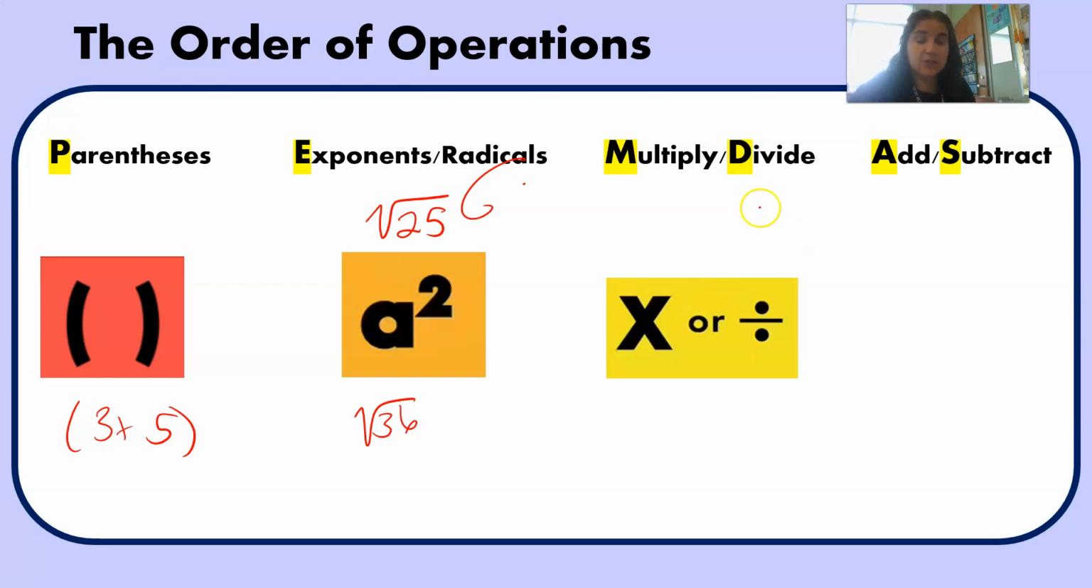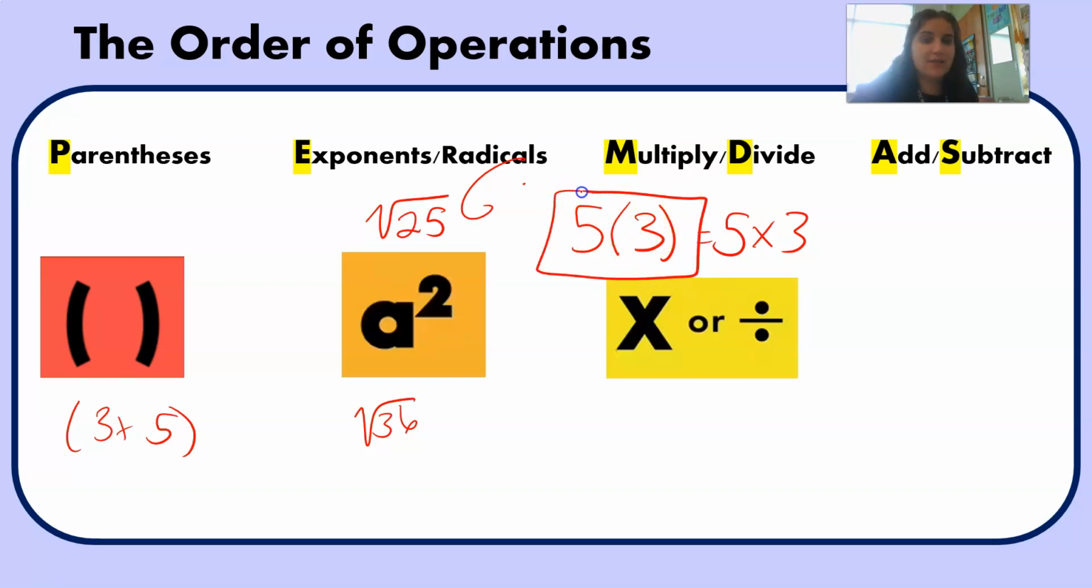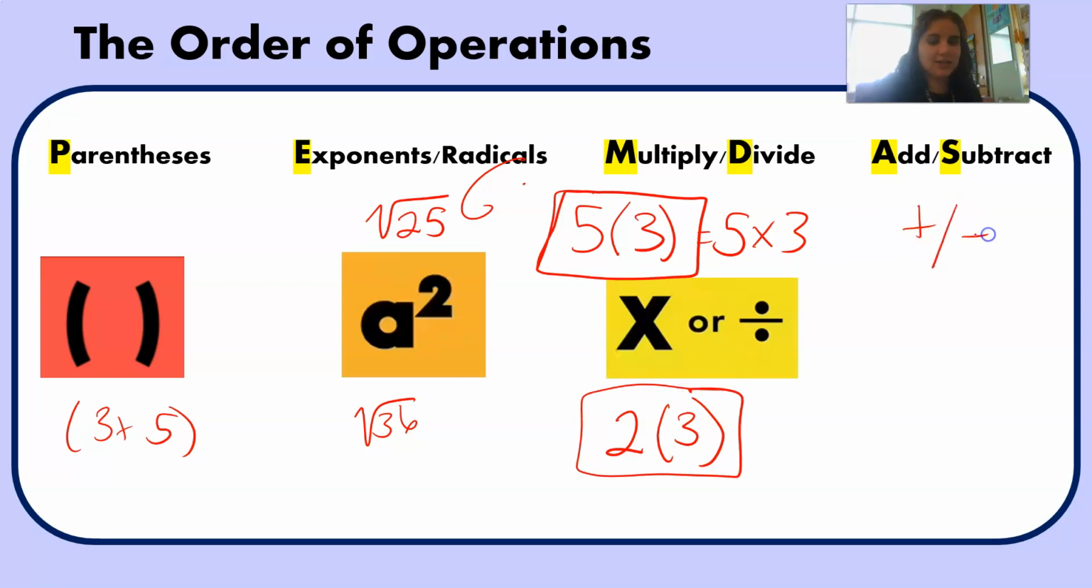When you see the expressions we use today, multiplication will be done with parentheses like this. So 5 times 3. If you see a number next to another number with parentheses around the number, this means to multiply. This means multiplication. Another example, 2 times 3. This is multiplication. And then adding and subtracting is next, or is the last thing that you do.